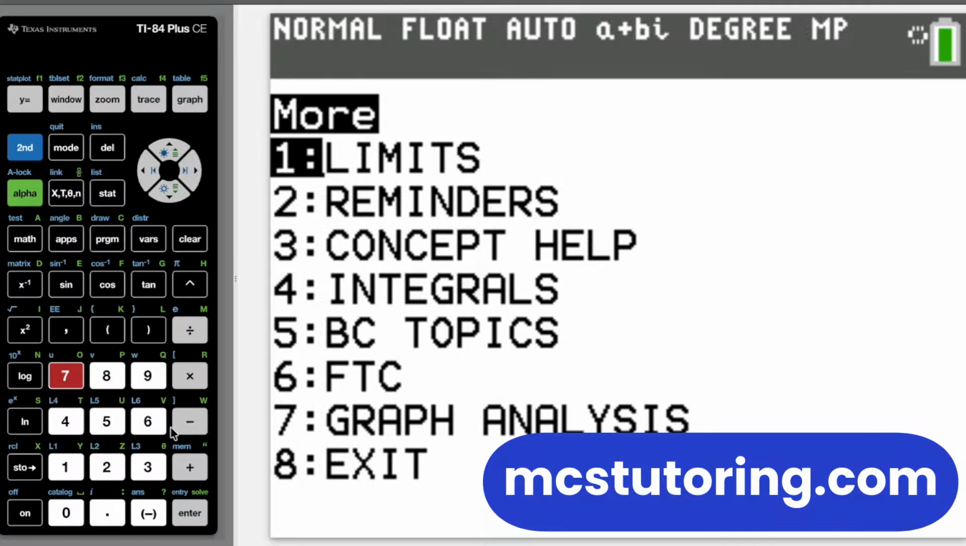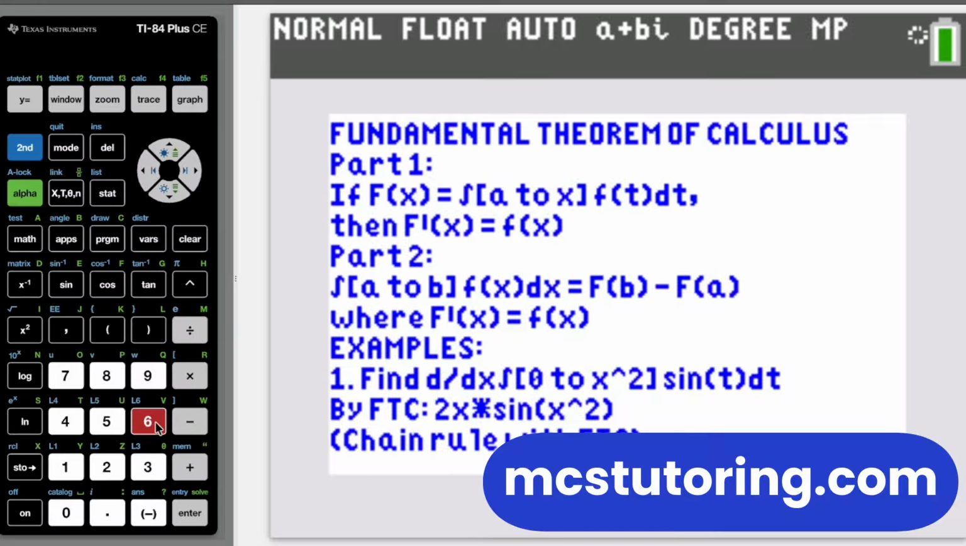Okay, Fundamental Theorem of Calculus, part 1. That's capital F(x) equals the integral from a to x of f(t) dt. Then F'(x) equals f(x). Fundamental Theorem of Calculus part 2: the integral from a to b of f(x) dx equals F(b) minus F(a), where F'(x) is f(x). Basically we're saying the derivative of the integral is the function itself.